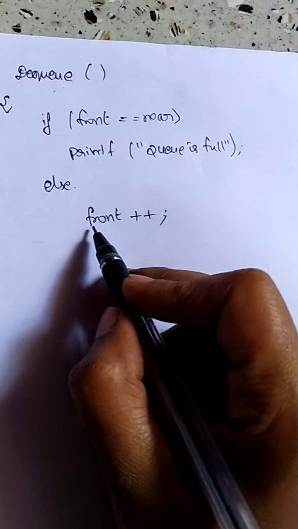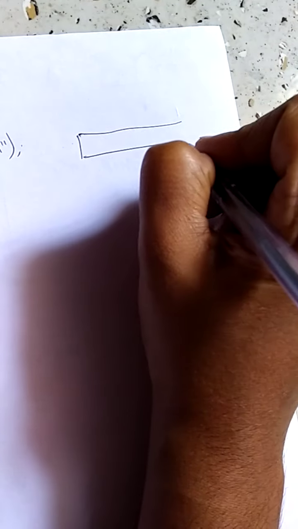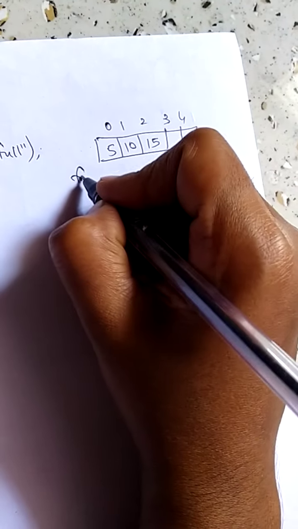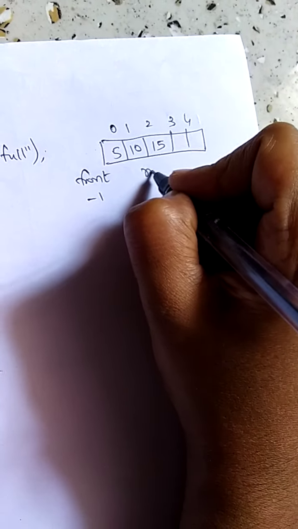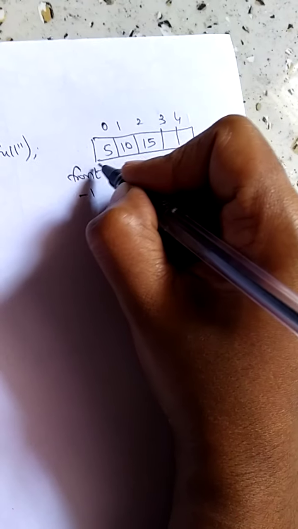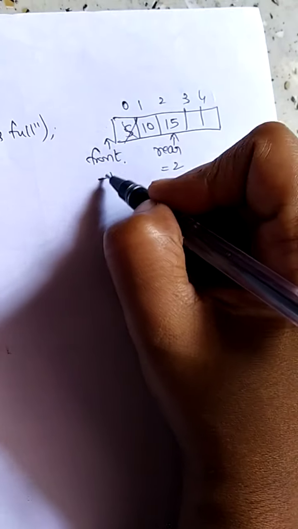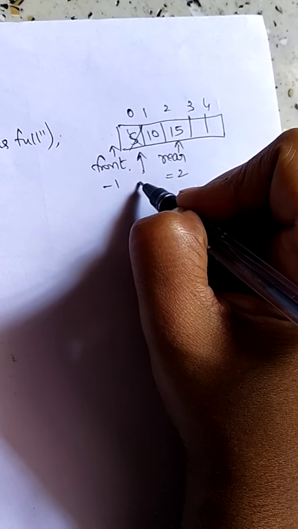For example, 5, 10, 15 at positions 0, 1, 2, 3, 4. My front is minus 1 and rear is 2. Front is pointing here and rear is pointing here. Now if I want to remove this 5, just move the front value here. So front will be 0.